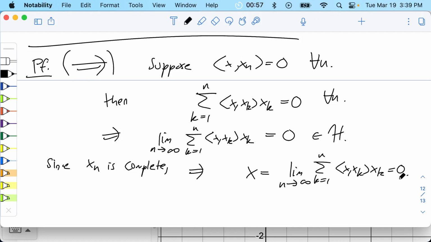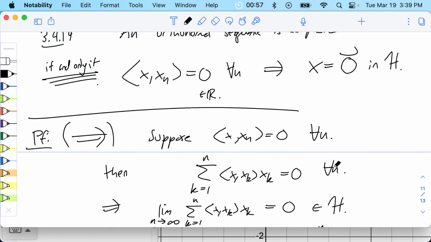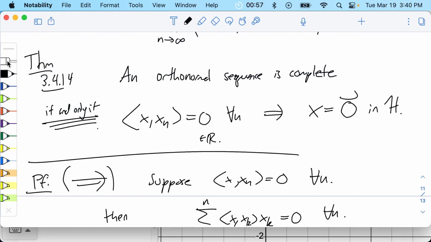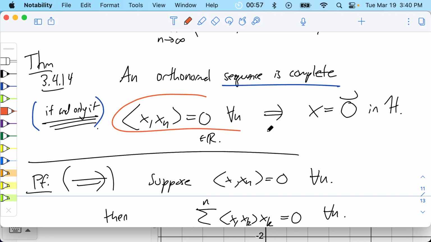If you have something whose limit is 0 like this, then it must be that ⟨x, xn⟩ equals 0 for all n. Is that what I'm saying? No, I have it totally backwards. We're doing this if and only if. On one side it's complete, and on the other side we have this property. We've just proven that if it's complete, then this property is true. Now we're going to prove the reverse, that if the property circled in the big orange circle is true, then it's complete.